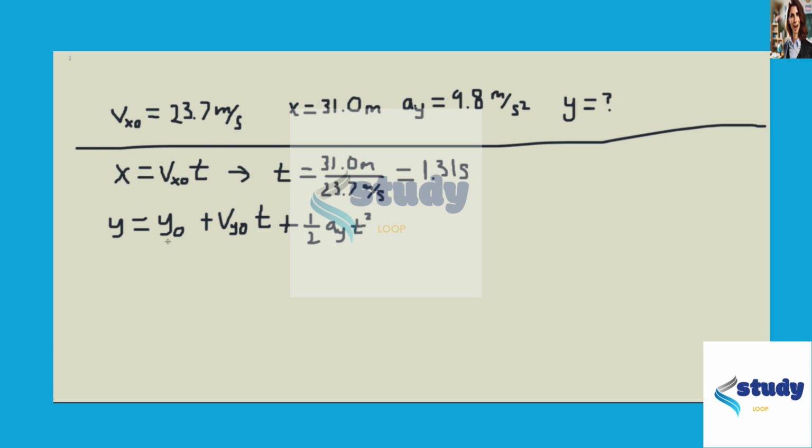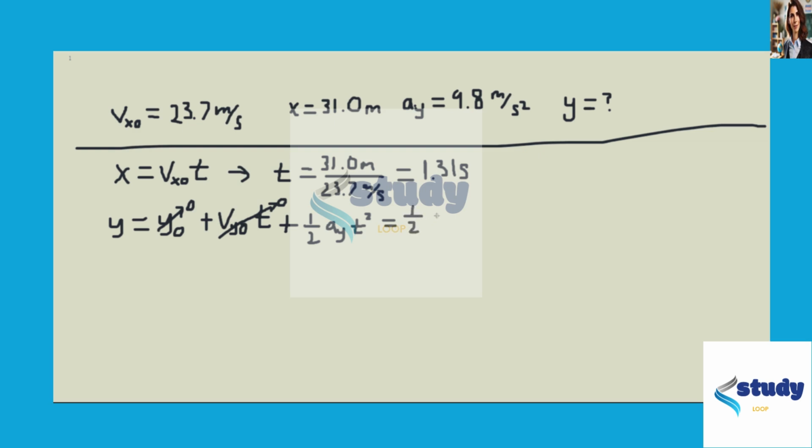Okay, so since I defined the origin to be 0, 0 at the height of the building, our initial point where the ball is thrown is 0, so we can just say that term is 0. The initial velocity in the y direction is 0 because the ball was thrown horizontally, so all of that goes to 0, and we're left with 1/2 ay t squared.